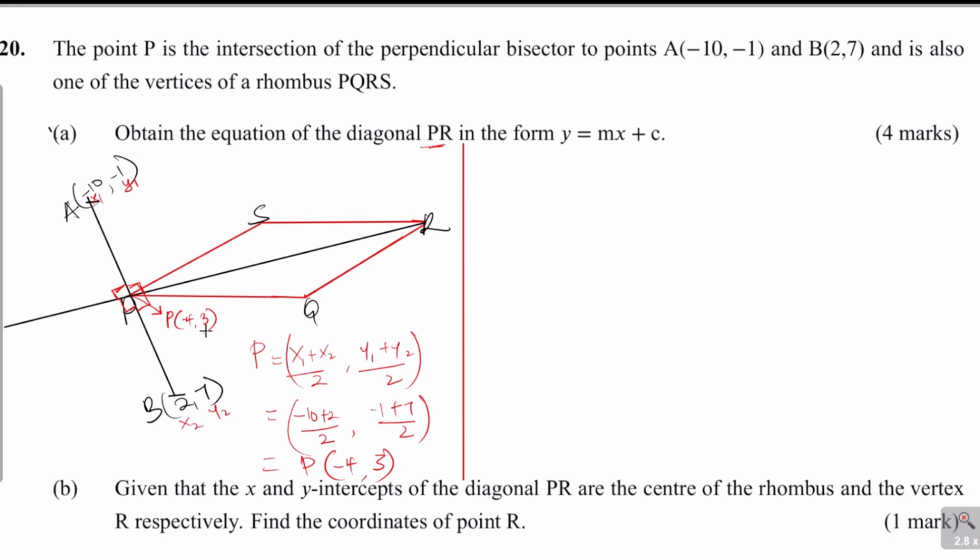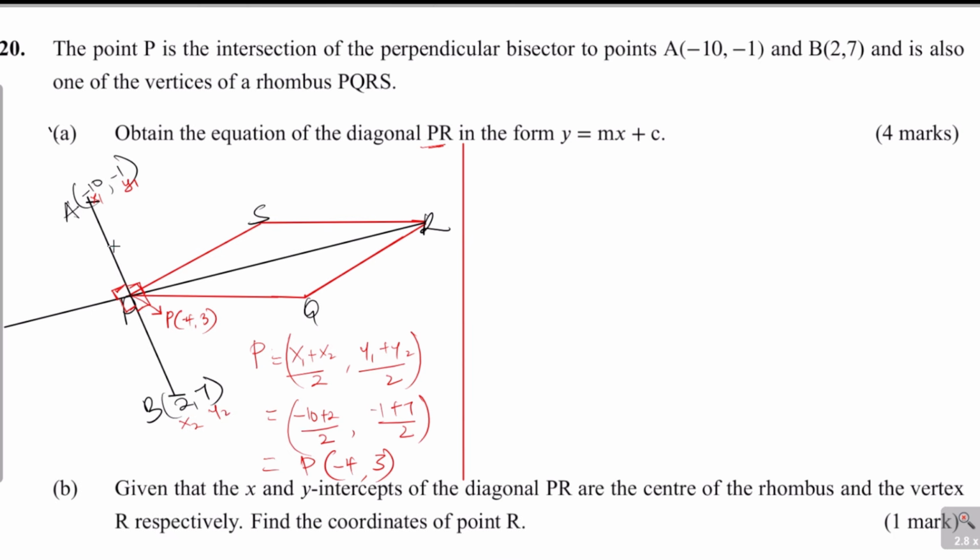Now having that, for PR, remember we are getting the equation of PR. Now we have a point, we need to get the gradient. Since this line is perpendicular, as you're given in the first statement, line AB and this diagonal are meeting at right angles. So when two lines are perpendicular to one another, we know that the product of the gradients should be -1.